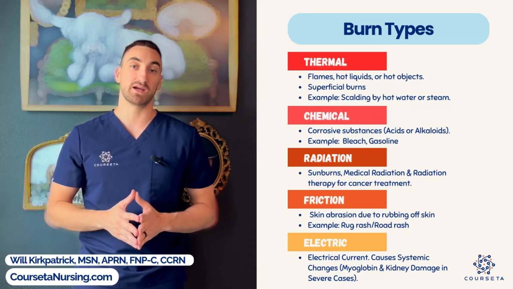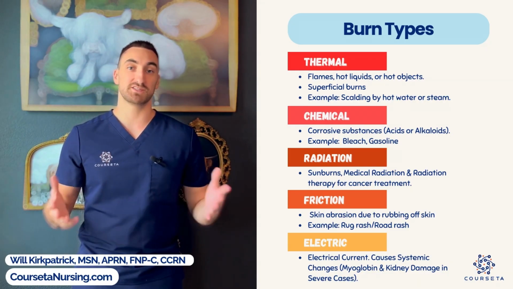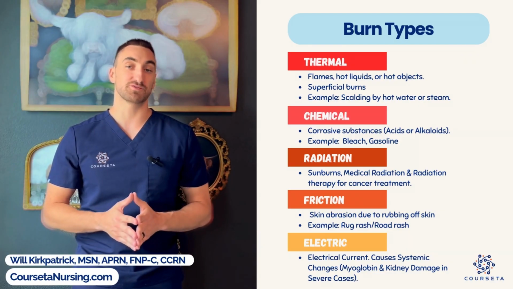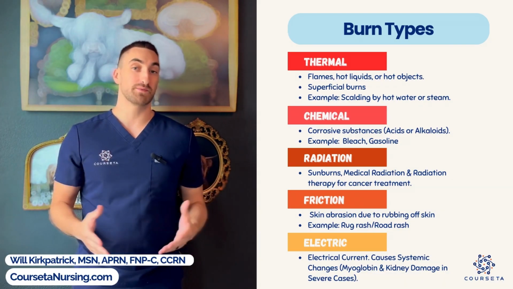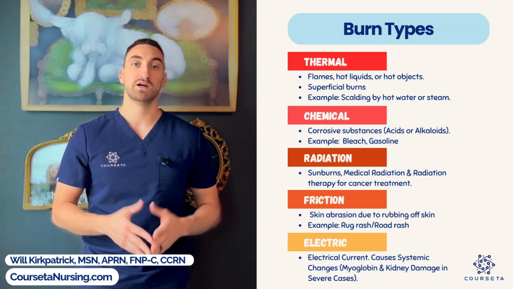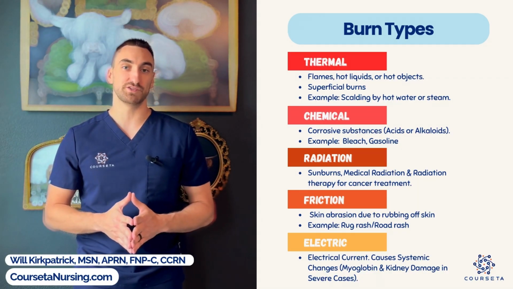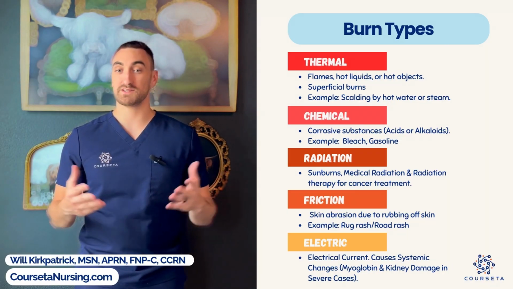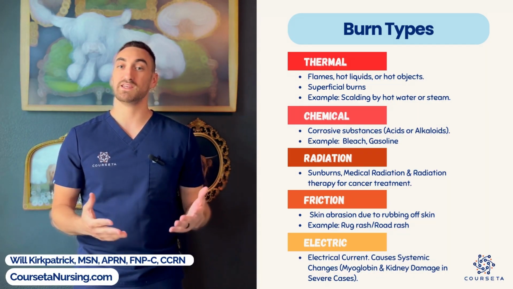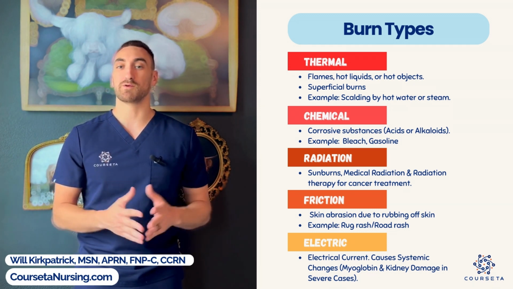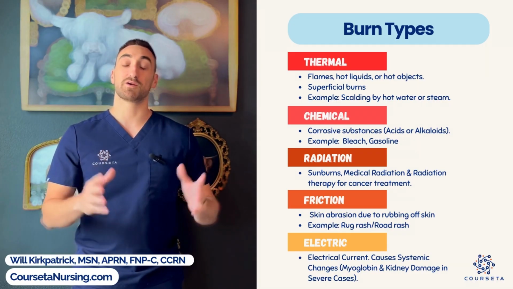Another type of burn that we commonly think of is radiation, so such as sunburn. Other types of burns in this category could be medical radiation for cancer treatment as well. And then there is friction burns, so things such as road rash. So if you wreck off of your motorcycle, for example, you could have a friction burn injury. And then lastly, there is electrical burns. Now these ones can be pretty severe because they could be systemic, so it could cause some kidney damage or myoglobin that blocks those kidneys from functioning properly. We'll get into more detail about that later. But those are your types of burns.